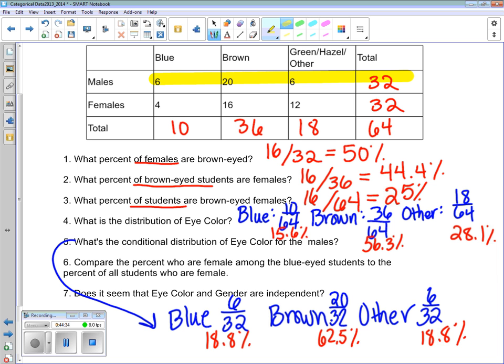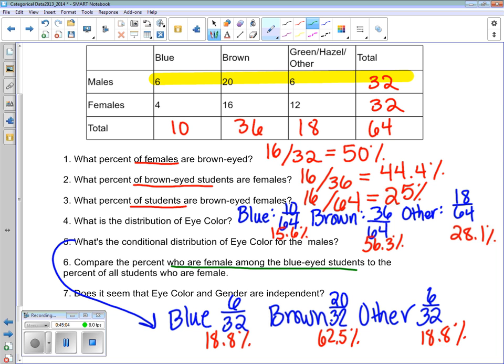Number 6. Yes, let's go back to it. We skipped number 6, didn't I? All right, so let's go ahead and answer question 6 to make sure we fully understand. I kind of skipped it because really the only thing you needed to answer for number 7 was 4 and 5. Well, let's come back to 6. So number 6 is compare the percent who are female among the blue-eyed students. So let's write that percentage down. So who are female among the blue-eyed students?